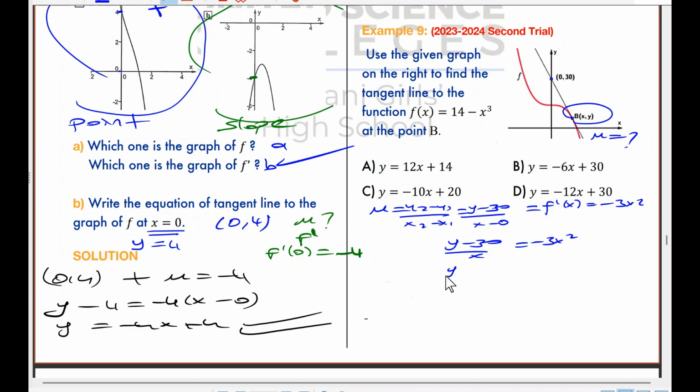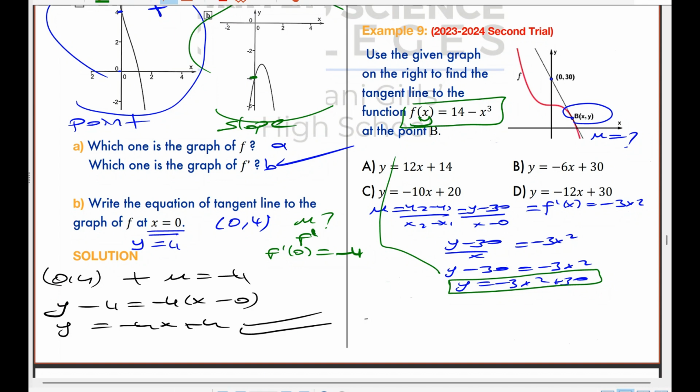Cross multiply, y minus 30 is negative 3x squared. y is negative 3x squared plus 30. So this is my y. I don't have only one y. This is what I got as y. This is what's given as y in the question. So they're supposed to be same.